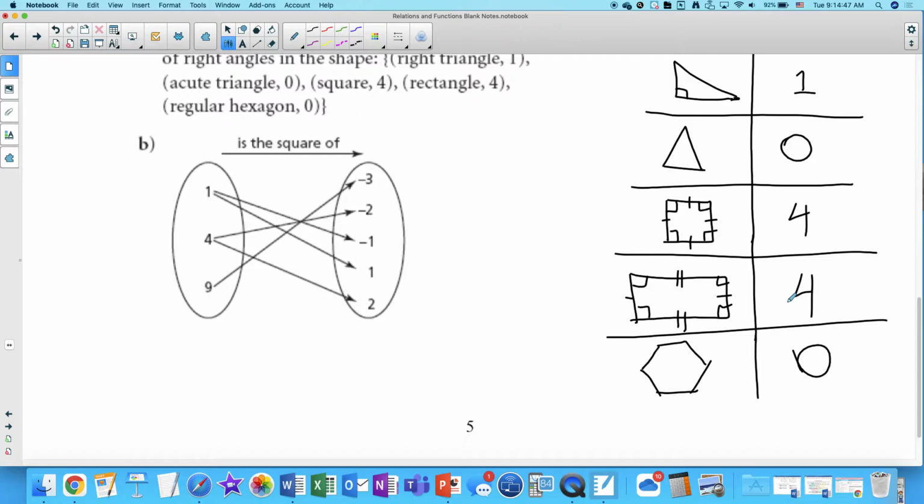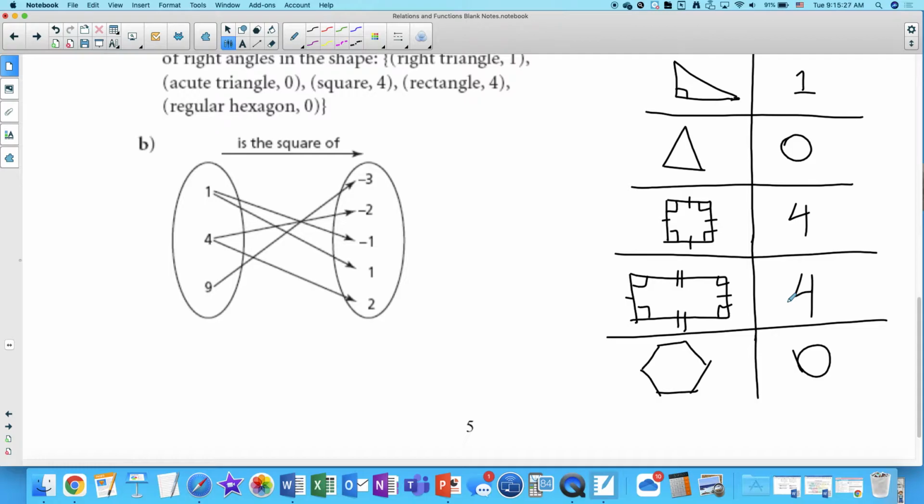What about an acute triangle? Is it possible to have 0 or 1 or 2 or 3 right angles? No, there's only one possibility. Okay? What about a square? Yeah. Yeah, there's only one possibility for output there. Okay, and rectangle? Could I have a rectangle that has less than 4 right angles? No. Could I have a rectangle that has more than 4 right angles? No. So this is only one output.